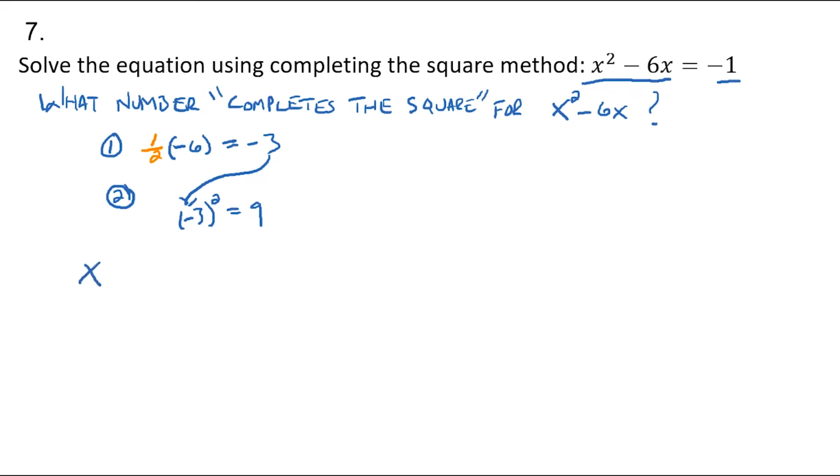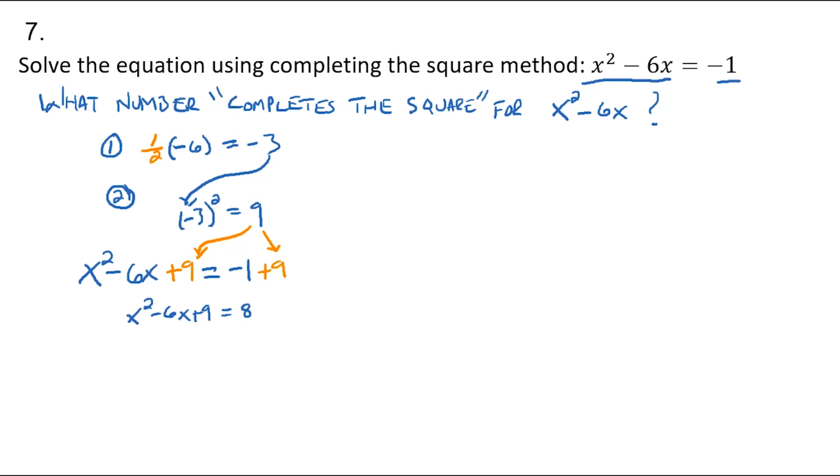So let's see, x squared minus 6x plus 9 equals -1 plus 9. Remember that these came from our two steps here. So now let's go ahead and clean this up. You get x squared minus 6x plus 9 equal to +8.